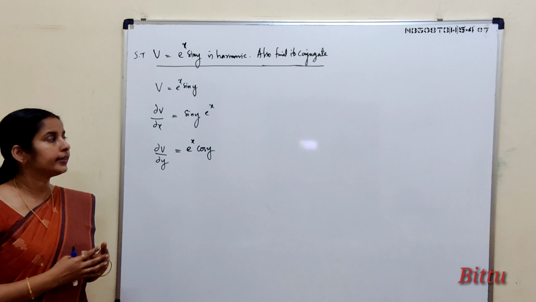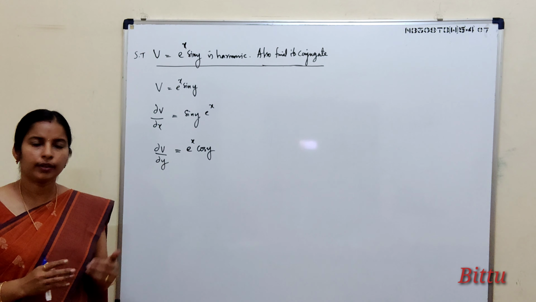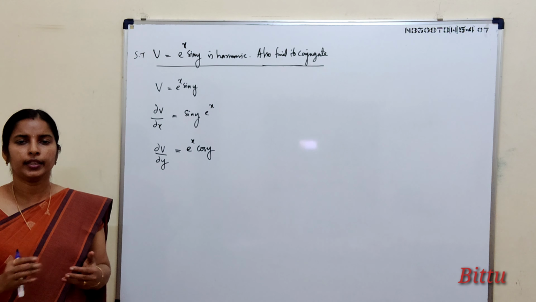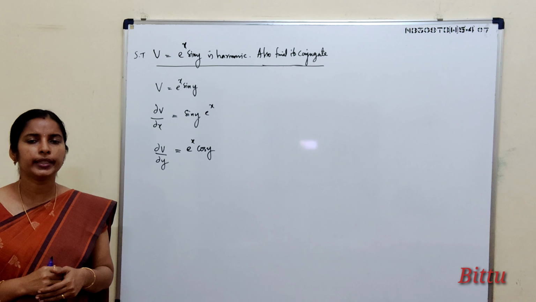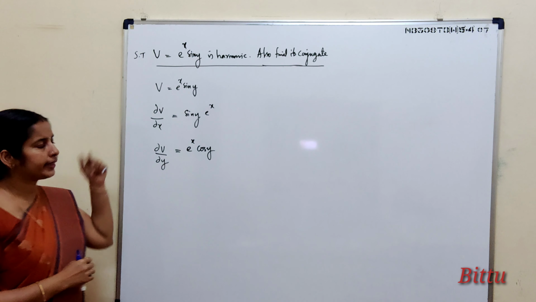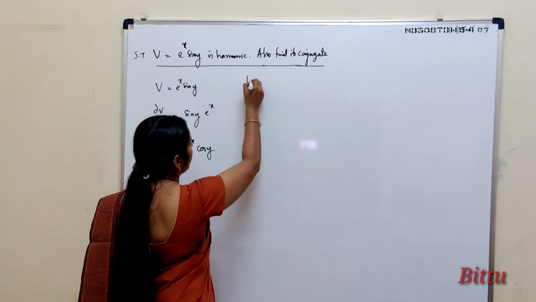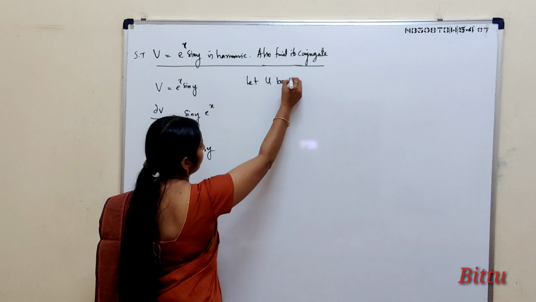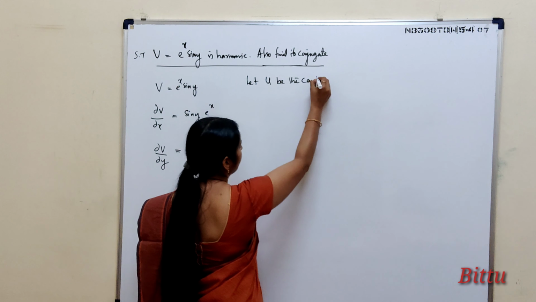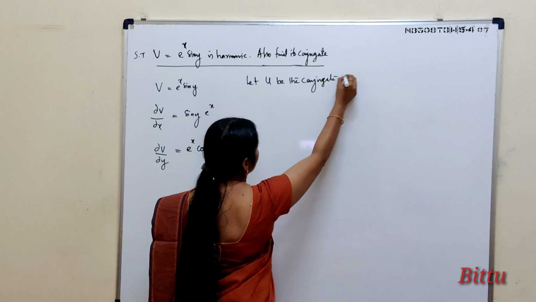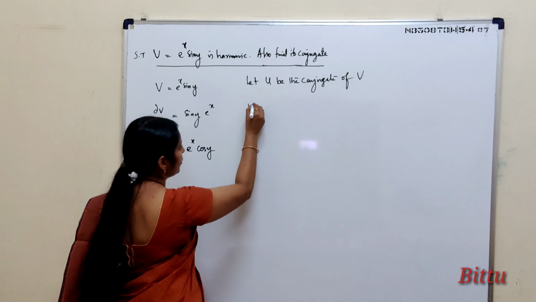Next we have to find its conjugate. We denote conjugate of v is u and conjugate of u is v. Here v is given. We have to find its conjugate. Its conjugate is u. So let u be the conjugate of v. We have to find u.